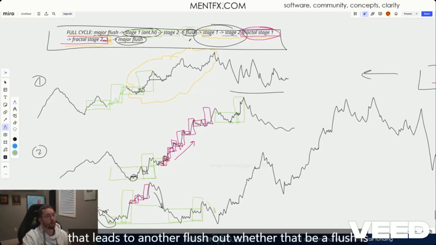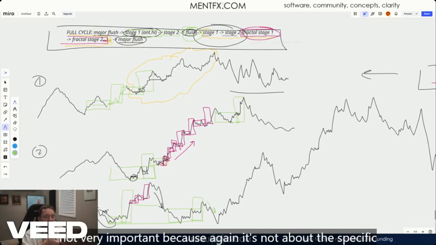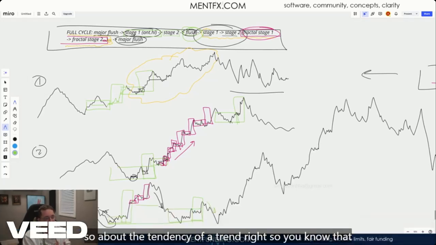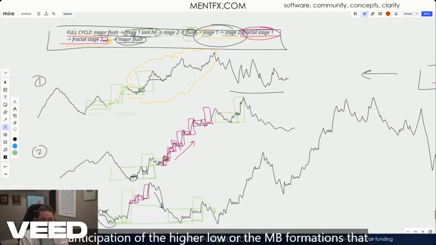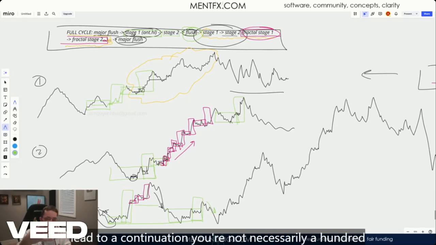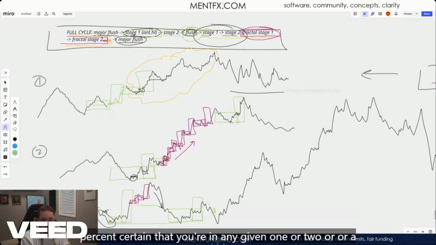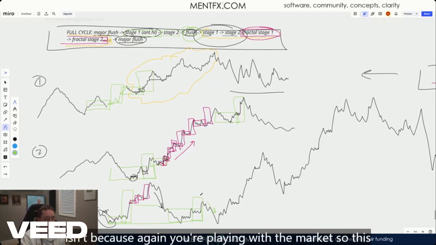Whether that be a normal flush or a major flush is not very important because, again, it's not about the specific label or about the specific flush that's happening. It's more so about the tendency of a trend, right? So you know that oftentimes from a flush comes the stage 1 or the anticipation of the higher low or the MB formations that lead to a continuation. You're not necessarily 100% certain that you're in any given 1 or 2, or a flush into this one, or this is a fractal and this isn't, because again, you're playing with the market.